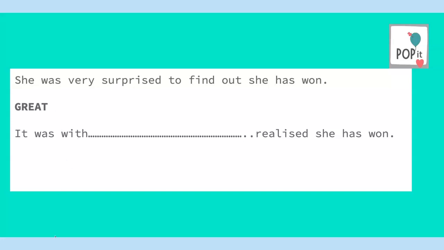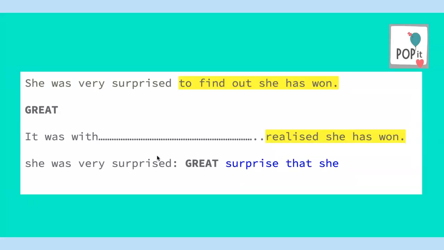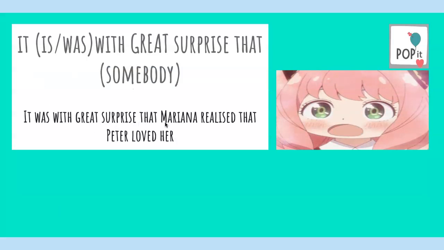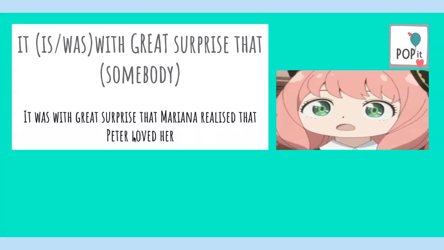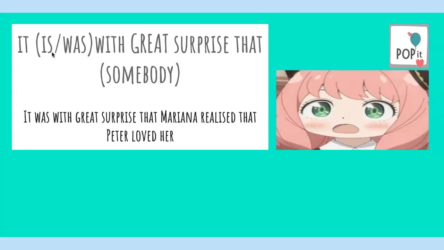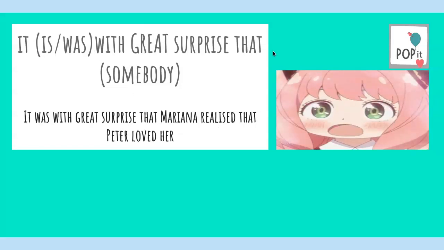Right. She was very surprised to find out she has won. Great. So let's see the result. She was very surprised, that's what I have to paraphrase, and great surprise that she realized. Okay, let's go to the example to memorize. It was with great surprise that Mariana realized that Peter loved her. All right, it, then you can use is or was, with great surprise that somebody knows or does or did whatever something.